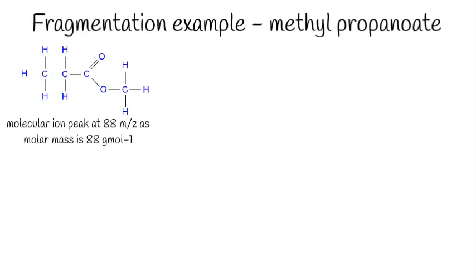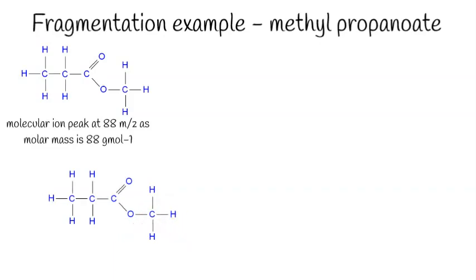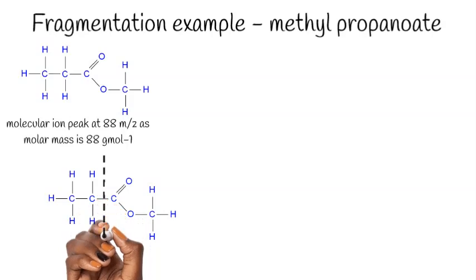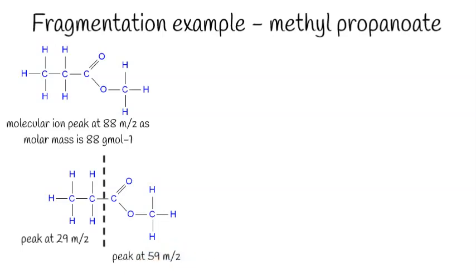Let's have a look now at how we could possibly fragment this molecule as it passes through the mass spec. First of all, we usually find fragments that have broken around the functional group. So let's try breaking it here between the CH2 and the C double bond to O. We should get two peaks that correspond to these fragments, one at 29 m/z to correspond with the 29 grams per mole fragment, and another peak at 59 m/z corresponding with this fragment of 59 grams per mole.